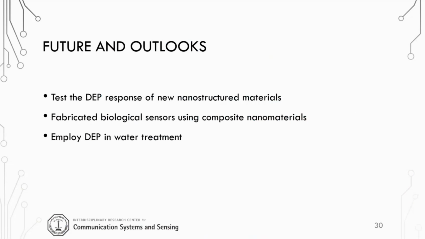Maybe you can use the DEP for the response of new structural materials, because some people just apply the deposition for specific types of materials. So maybe we can also try to explore new materials, and also the fabrication of a bioparticle sensor using composite nanomaterial, which I just mentioned. Most of the time the sensing layer is only one material, or two, or a composite of two materials. So we need to explore how we can do that with dielectrophoresis.